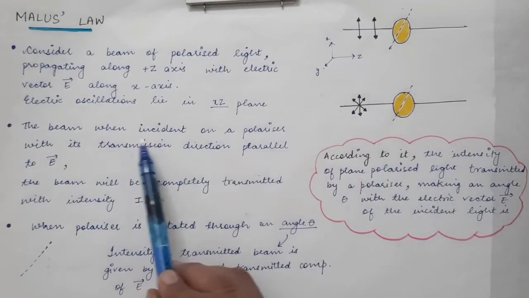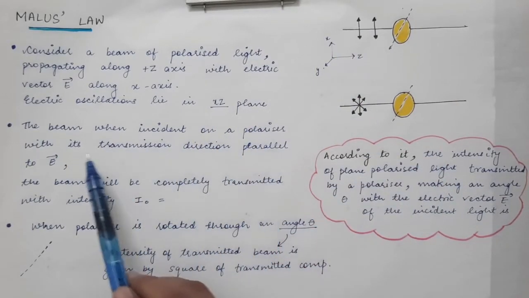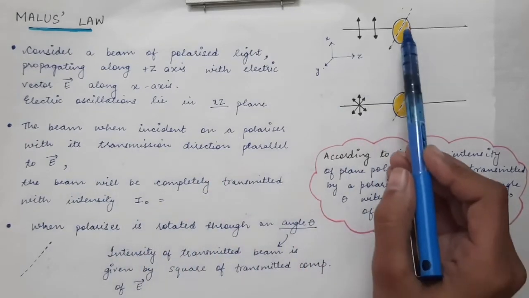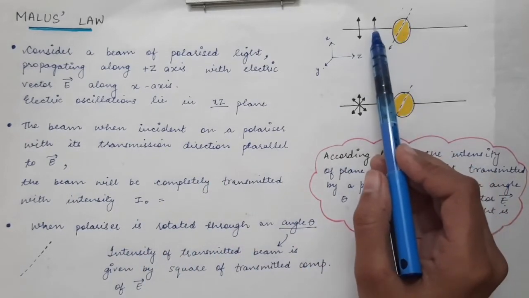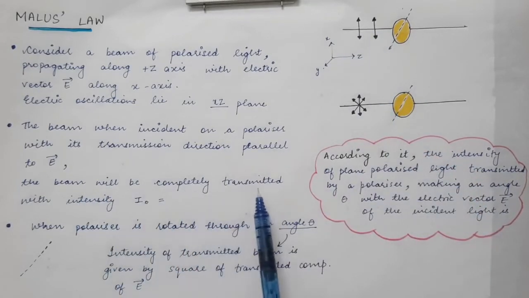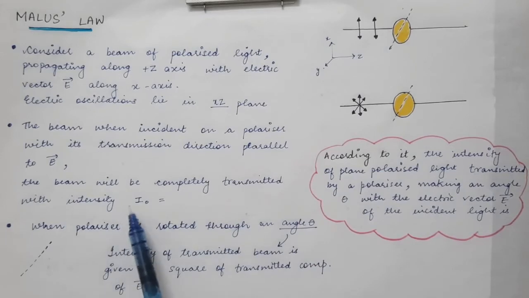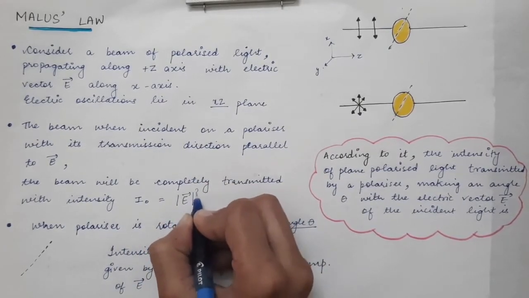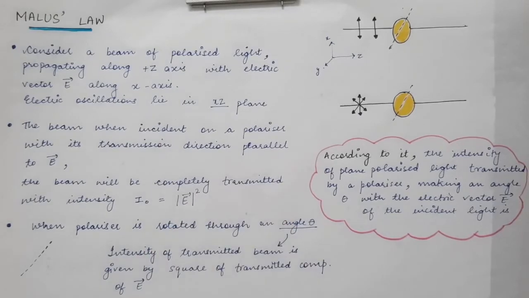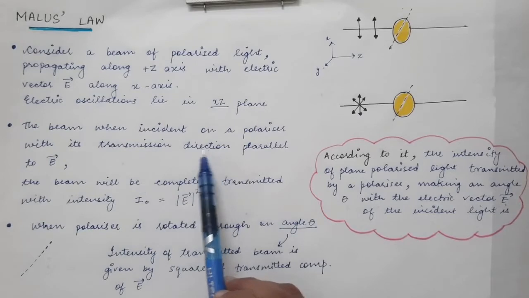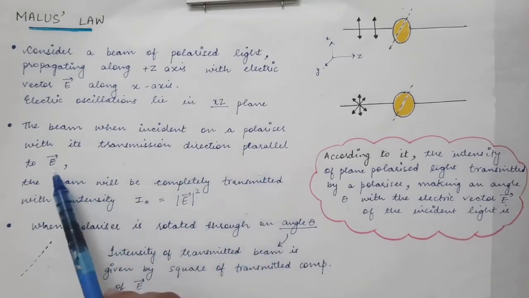The beam is incident on a polarizer with its transmission direction parallel to the electric field. Now when the transmission axis is parallel to the electric field, what happens in that case? The beam will be completely transmitted with the intensity I0, which will be given by the magnitude of the E vector squared. So the beam will be completely transmitted when the transmission axis is parallel to the electric field of the incoming wave.